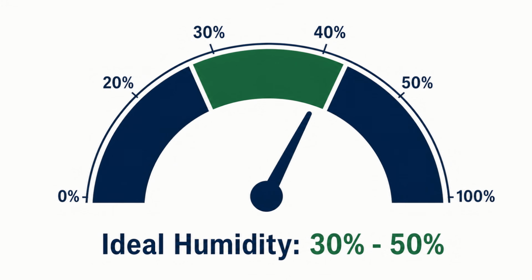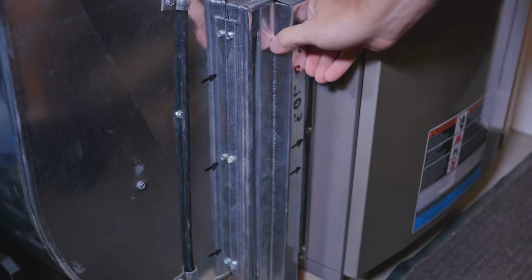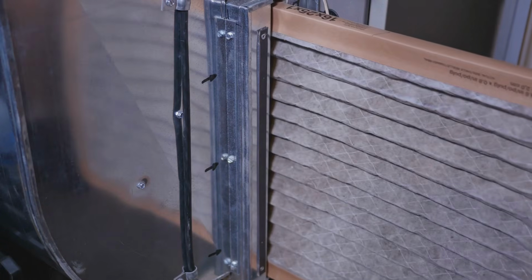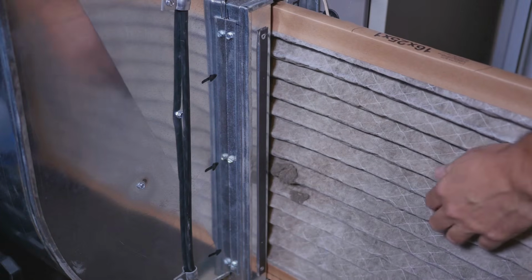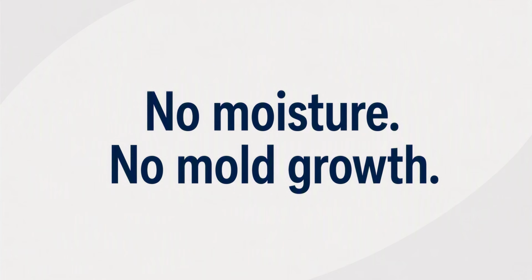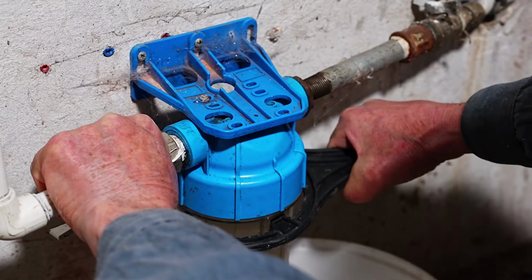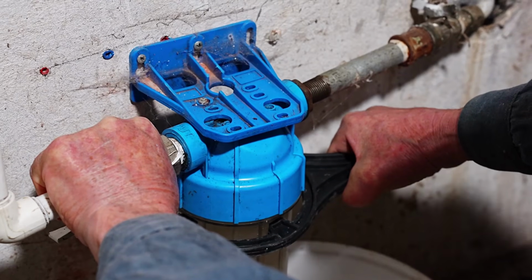Maintain your HVAC system. Replace air filters regularly. Keep gutters clean. Ensure water drains away from the building. Avoid storing cardboard boxes directly on basement floors. Inspect plumbing and roofs periodically. Remember this simple rule: no moisture, no mold growth.